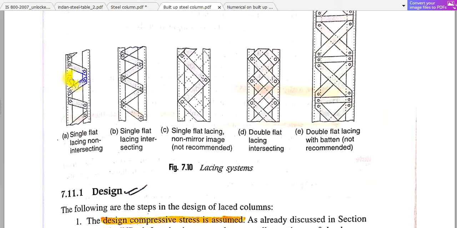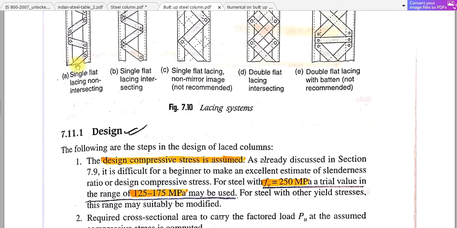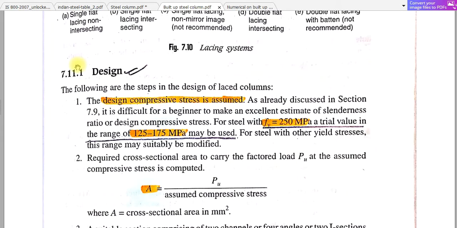channel sections. Also you have to find this lacing plate, lacing bar: what will be the thickness of this lacing bar, the width of this lacing bar, and also what will be the inclination of this lacing bar. So these points you have to design. Before starting, you will have a particular amount of load. You have to start from that load.